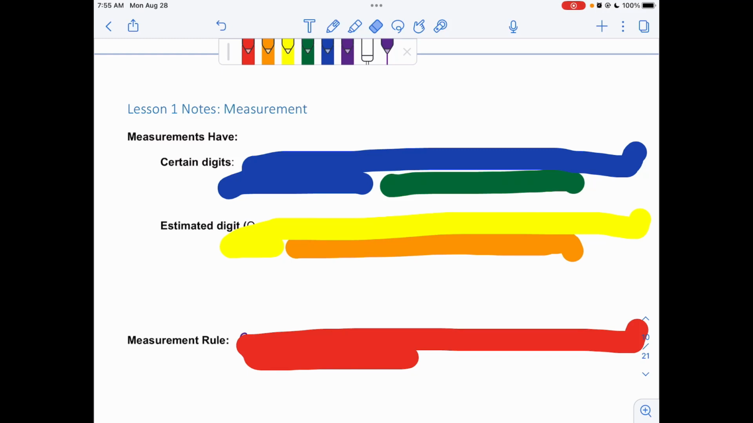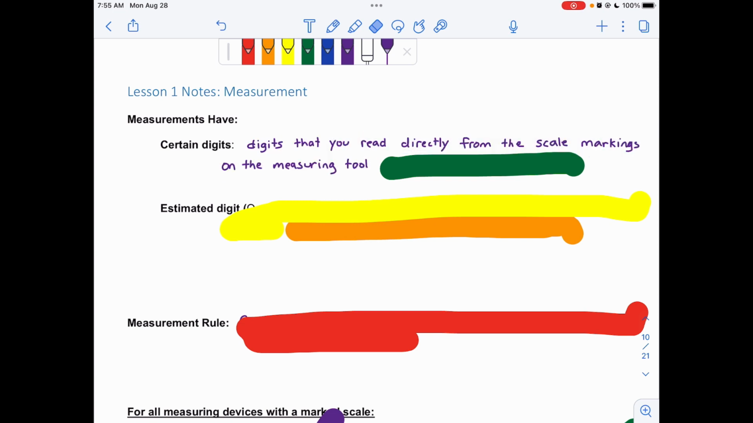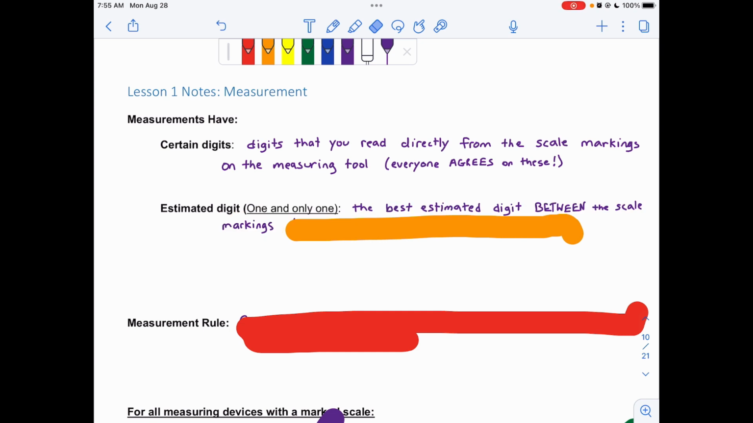This is for your lesson 1 notes, and we're going to start up here at the top with talking about what all measurements have. And when you look at a ruler, they all have certain digits. Those are the ones that you can read directly from the scale markings on your measurement tool. So those are the little marks that you can see on your meter stick or your graduated cylinder or whatever it is that you're looking at. And those are the ones that everyone is going to be able to agree on because they're the ones that you actually see. We also have estimated digits, and there's only one of those, and those are the ones that you estimate in between the scale markings.